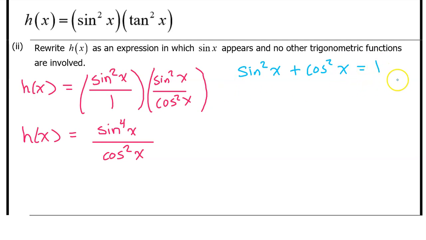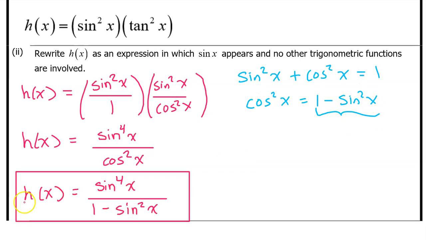Just memorize that. So I see cosine squared right here, and here's cosine squared. Let's get cosine squared by itself by subtracting sine squared from both sides. That will leave cosine squared x is equal to 1 minus sine squared x. This is something that we can substitute for cosine squared. And oh look, it involves sine.